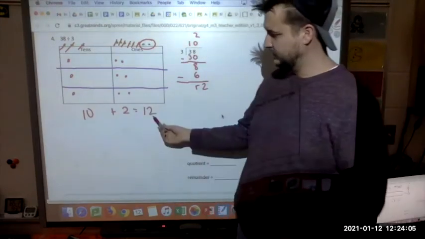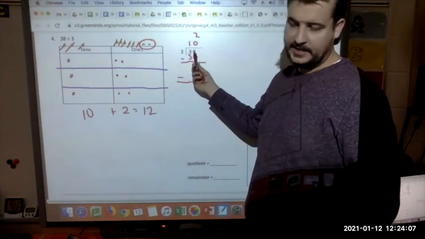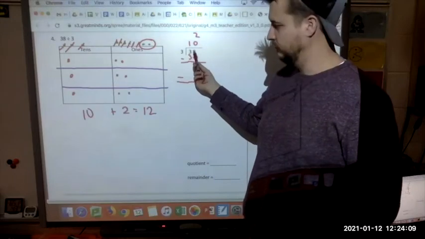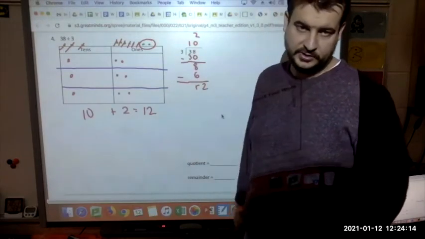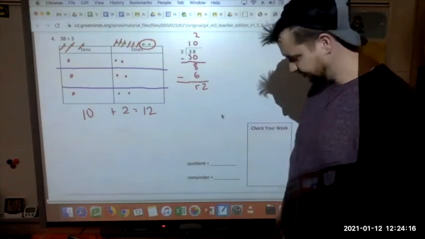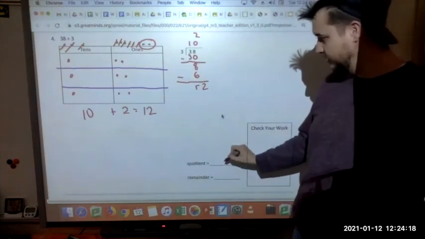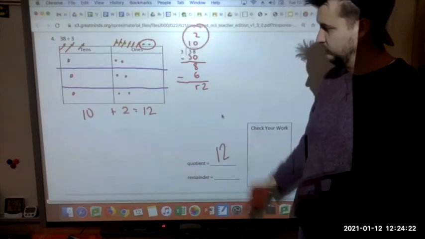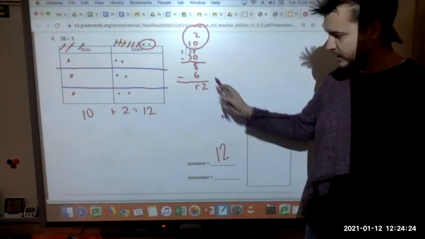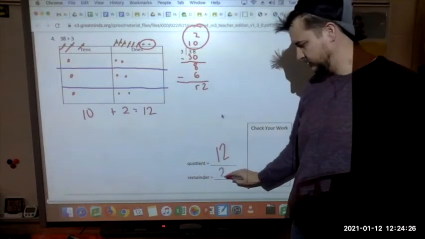It makes sense. It should be 12 because I can't have an answer bigger than what I started with, 38. So if you're dividing, if you're doing repeated subtraction, you should be getting a smaller answer. So my quotient, which is on top, is 12. My remainder, which is left, is 2.